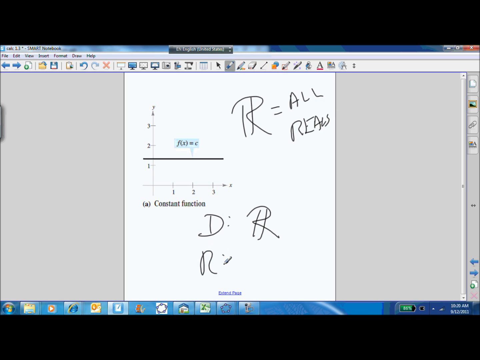For its range, though, you only get the constant out. Y can only equal the constant, y equals c. So it's kind of like if everybody was sent to the same birthday and the same birth month. It'll still be a function. It's just kind of boring. It's constantly flat like that, and this has a slope of 0.